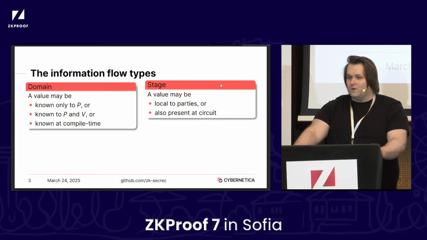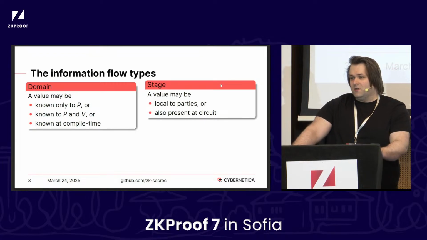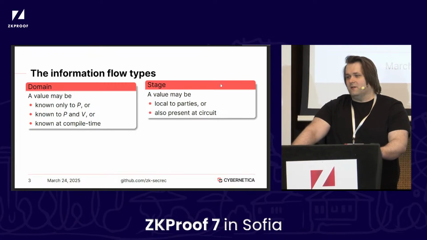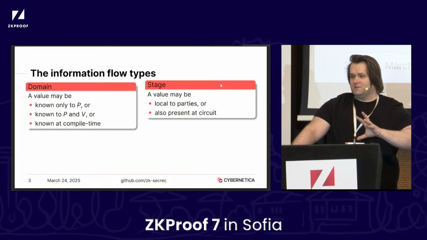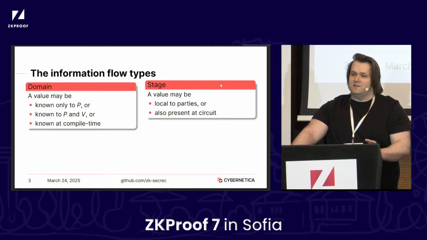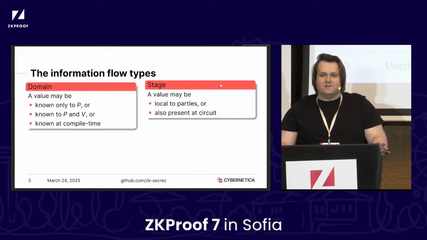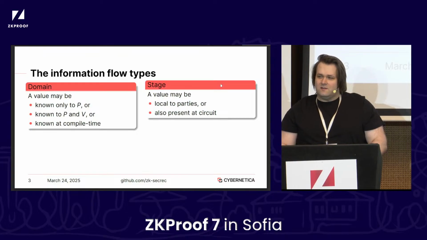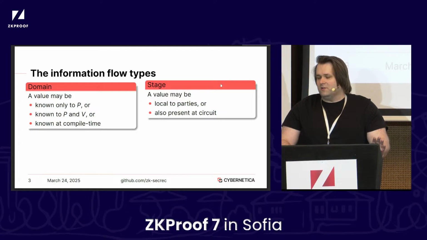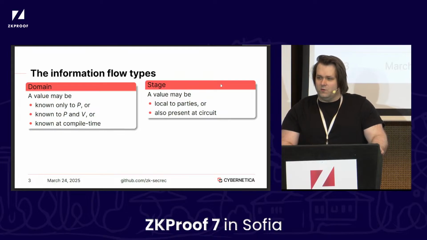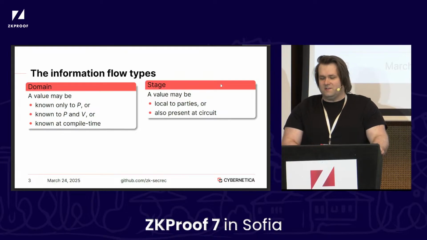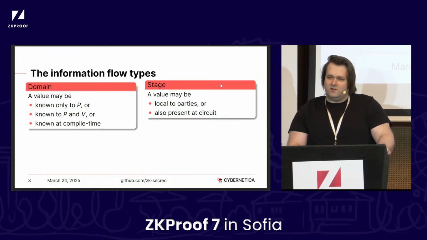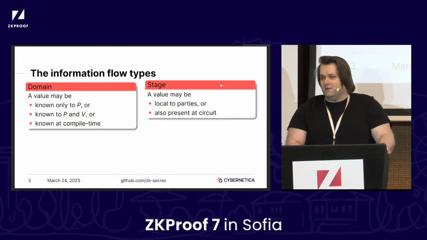What we wanted to capture with our language was that in a zero-knowledge proof, you have two dimensions of information. One is the domain. It's not just that the value could be public or private. A value could be private only for the prover. It could be private such that only the prover and the verifier can see it. Or it could be fully public, in which case it is known during compile time.